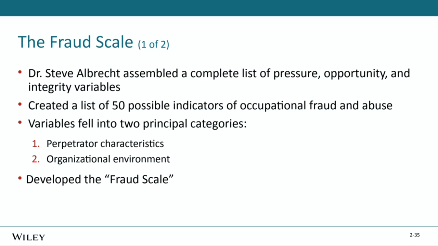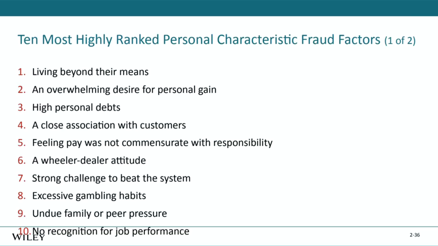And so we go from the fraud triangle to the fraud scale. So it's kind of like your bathroom scale. Okay. And after you pick up a number of these, then your weight goes over 200 pounds, whatever. Okay, here are the 10 most highly ranked personal characteristic fraud factors. So look, again, we talk about the organization, we talk about the person. Here are the personal characteristics.